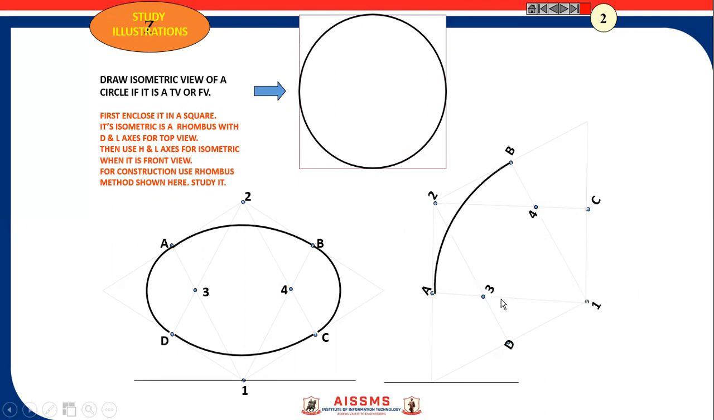From first point 1, 1 to A as a radius, draw an arc up to the B. From second point 2, 2 to C as a radius, draw an arc up to the D point. Then 3 as a center, 3 to A as a radius, draw an arc up to the D. Then 4 as a center, 4 to B as a radius, draw an arc up to the C. So this is the required circle.